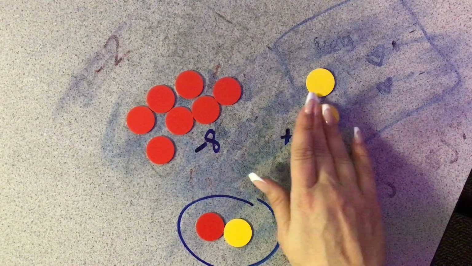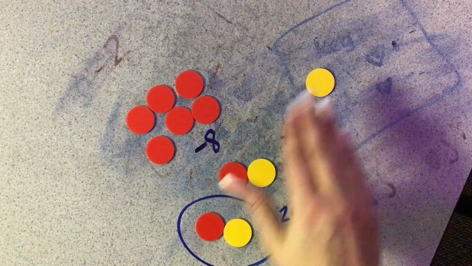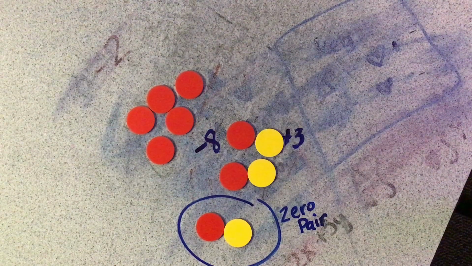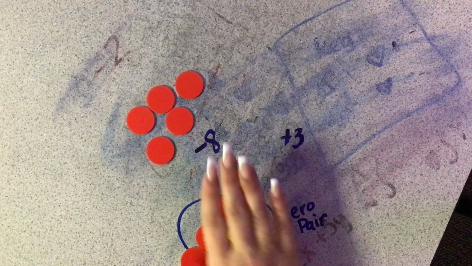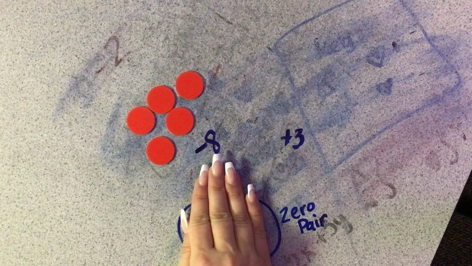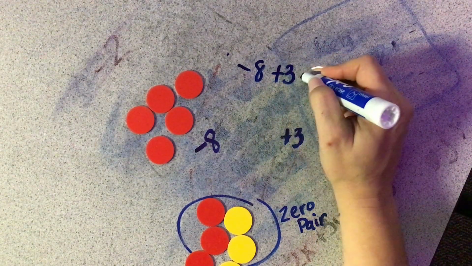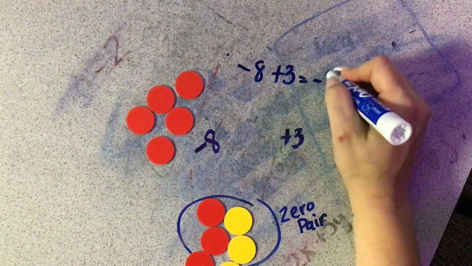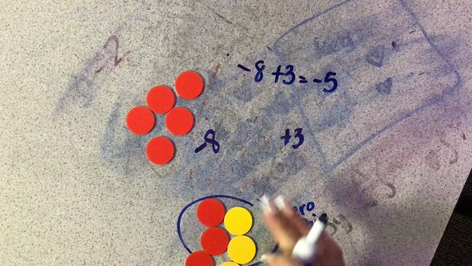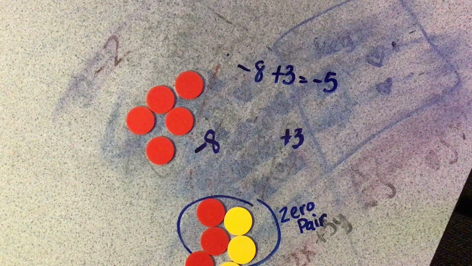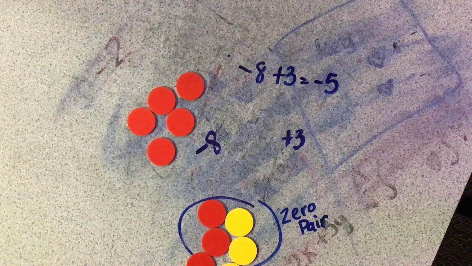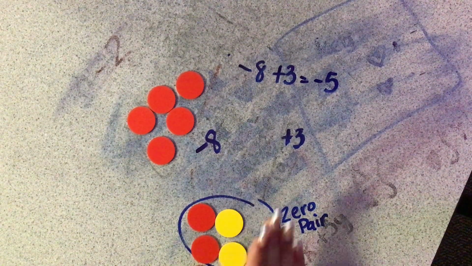In this case, we can make 3 zero pairs. So we can cancel out. And when we cancel out, what are we left with? I'm only left with negatives. And how many negatives am I left with? So if I have the equation -8 + 3, it would equal a -5 because we were able to make those zero pairs.